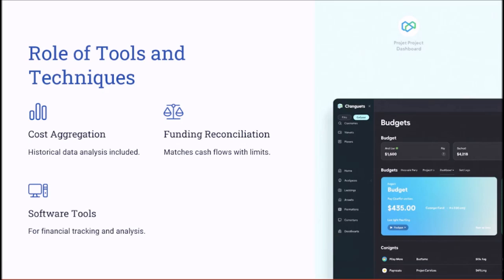Now let's see some of these tools and techniques that we already have discussed, with their importance and their role in helping us determine the budget. Tools and techniques like cost aggregation, historical data analysis, and funding limit reconciliation play an important role in determining the budget. Additionally, project management software simplifies the financial tracking and analysis, ensuring transparency and accuracy.